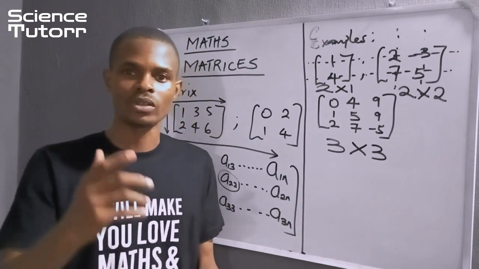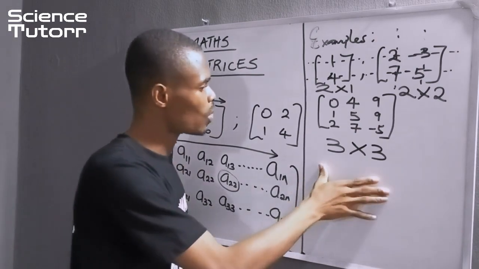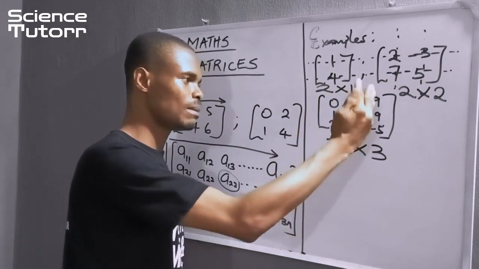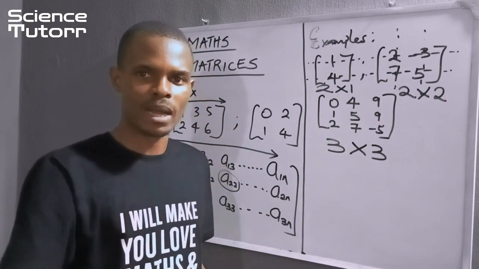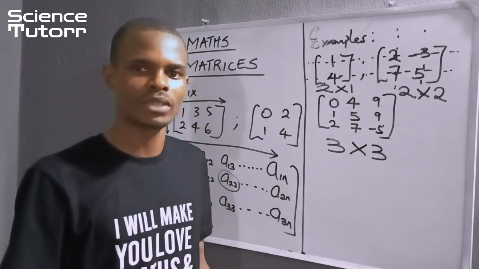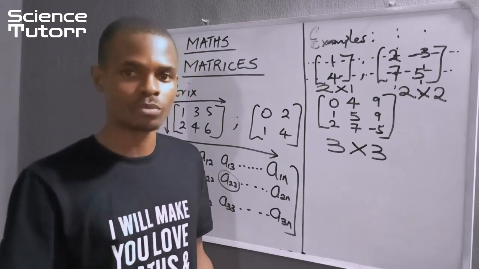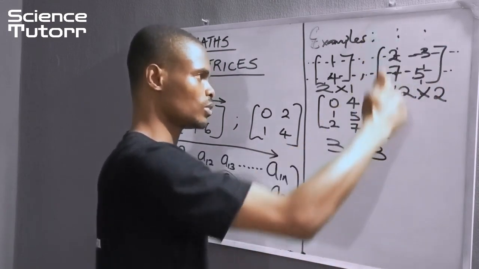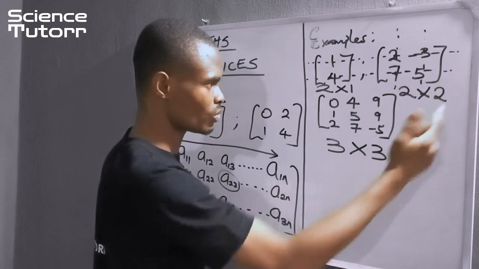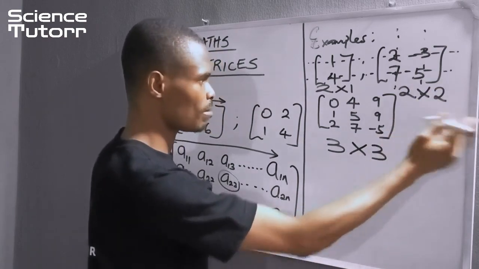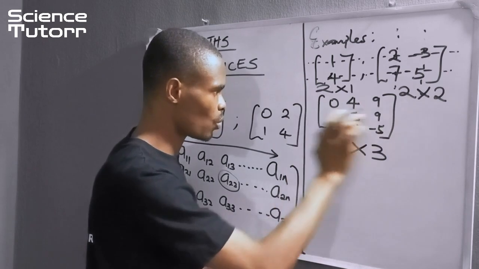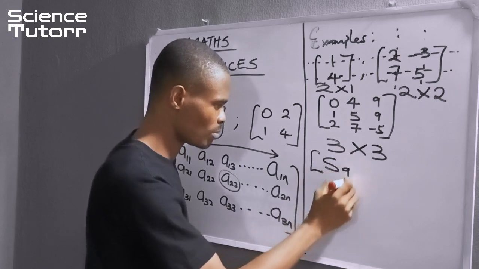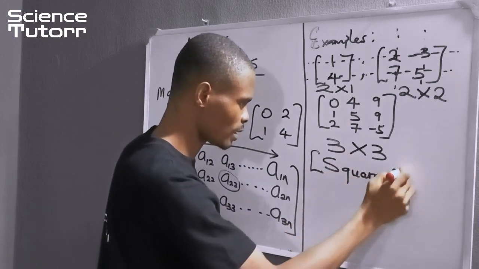As I bring this section to a conclusion, it is vital to also take note that when the number of rows and columns in a matrix are the same, such a matrix is said to be a square matrix, because the rows and columns are equal to each other. Like in this case, we have 2 rows and 2 columns. So a 2 by 2 matrix is called a square matrix. This is 3 rows and 3 columns. So a 3 by 3 matrix as well can be called a square matrix.